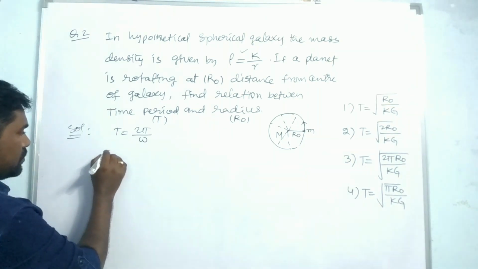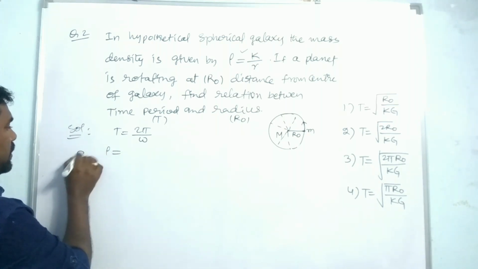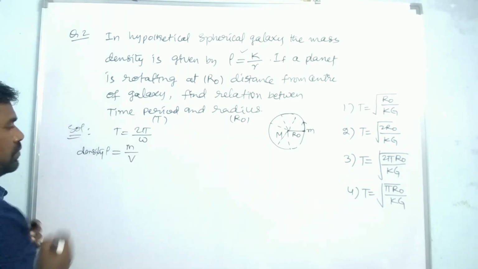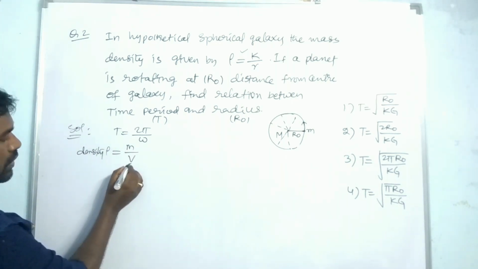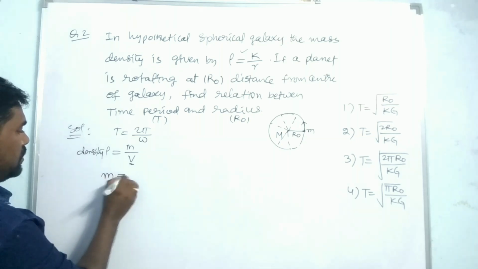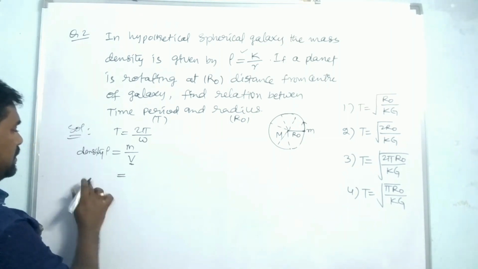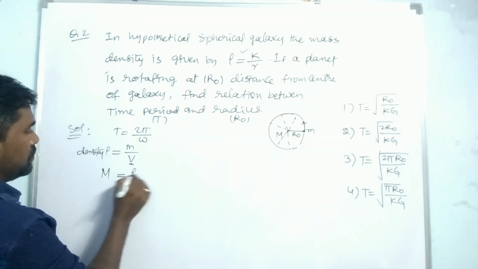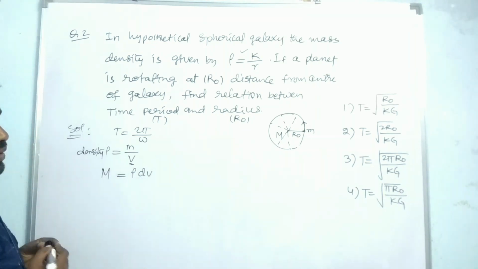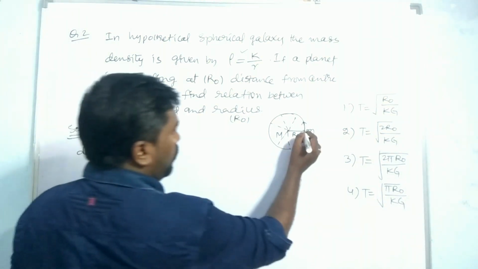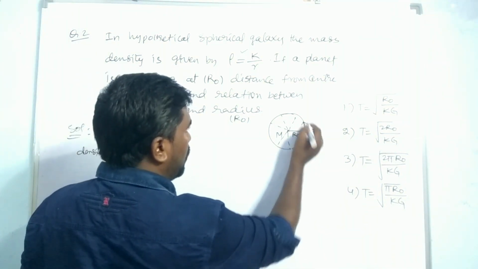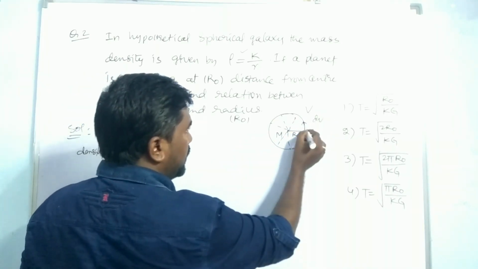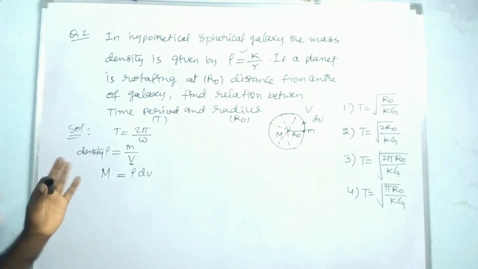So density rho is equal to mass by volume. So which volume here? The mass of the galaxy, capital M, is equal to rho into dV, because we have to measure only at a particular place. The total volume is V, and dV is the volume of the galaxy at a particular place.